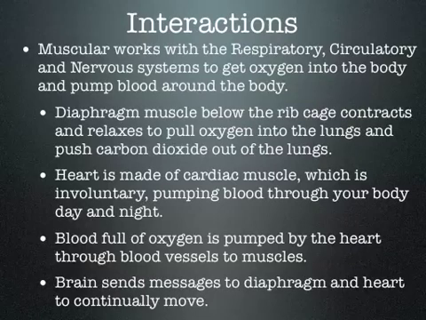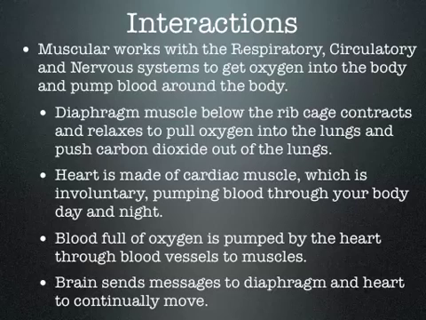The muscular system works with the respiratory, circulatory, and nervous systems to get oxygen into the body and pump blood around the body. The diaphragm, which is a muscle, so you might think it's part of the muscular system, it's also part of the respiratory system. This muscle lays just below the rib cage, and it contracts and relaxes to pull oxygen into the lungs and push carbon dioxide out of the lungs.